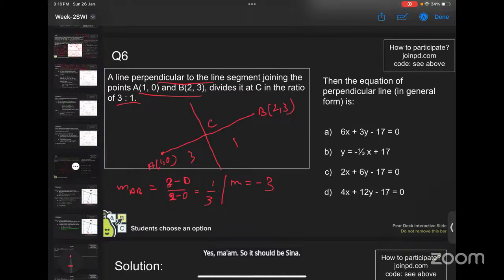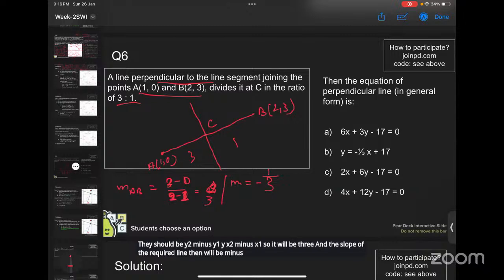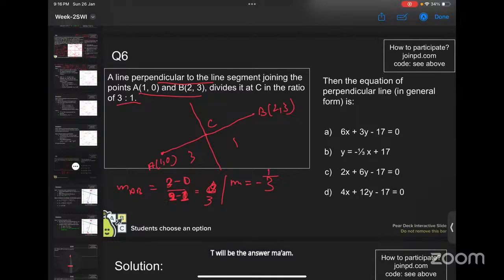The slope should be y2 minus y1 by x2 minus x1, so it will be 3. And the slope of the required line then will be -1 by 3. C will be the answer, ma'am. Okay, so C. Are you getting C? Okay.